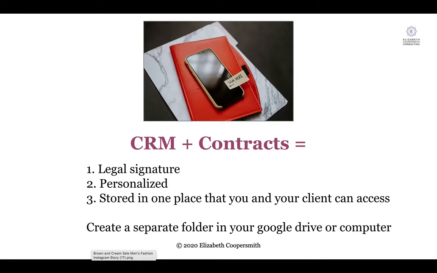So for the CRM and contracts, the point is that you have an agreement that has a legal signature. The online signatures on Honeybook, Dosado, 17 Hats, etc., are all legal signatures. And it's also something that can be personalized. When you put it into your CRM system, it will have the client's name on it, it'll have their address on it, and that's just something that you type in at the beginning, and it'll populate through the whole thing.